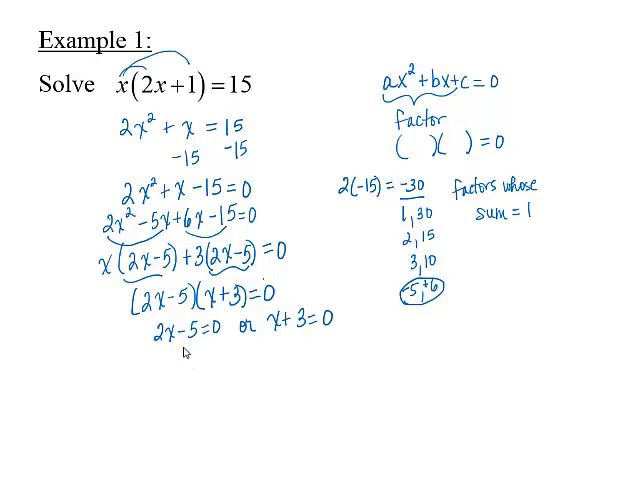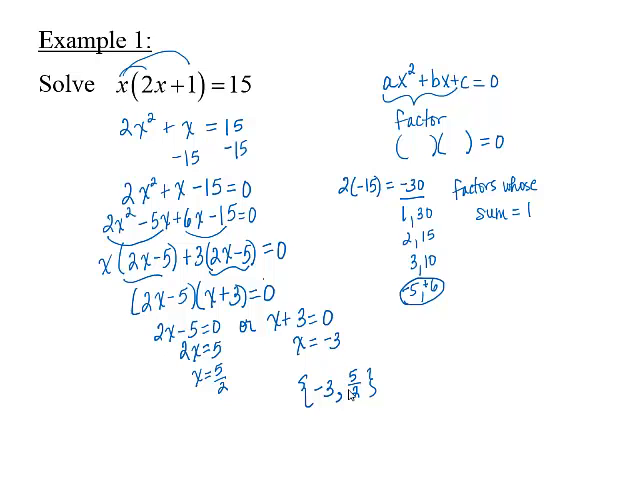Solving each of those, we can add 5 to each side to get 2x equals 5, and then divide by 2 to get 5 halves, or subtract 3 from each side to get x equals negative 3. So the solution set is negative 3, comma 5 halves. We typically write the solutions in order from smallest to largest, though there really is no order in a set, so either way you write them will be correct, but that's just the standard form.